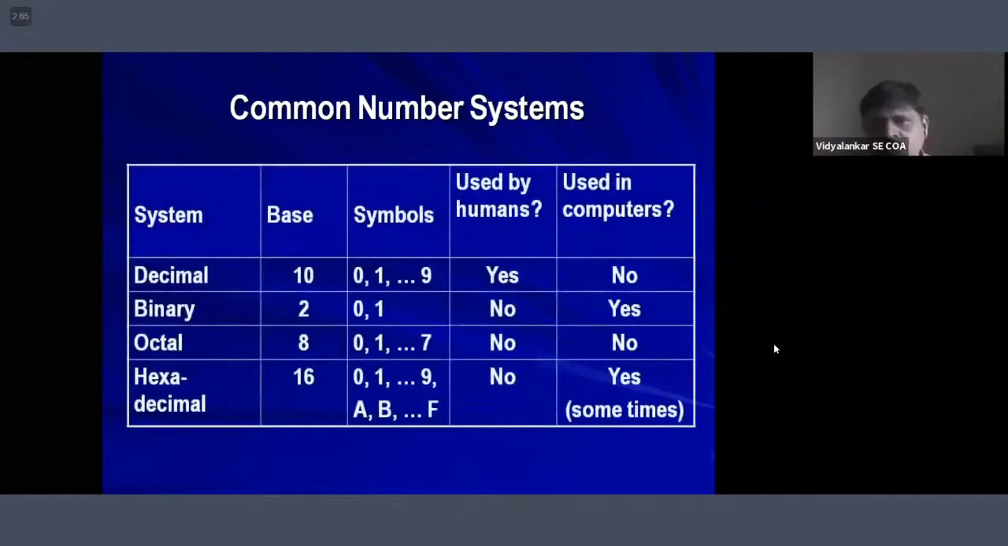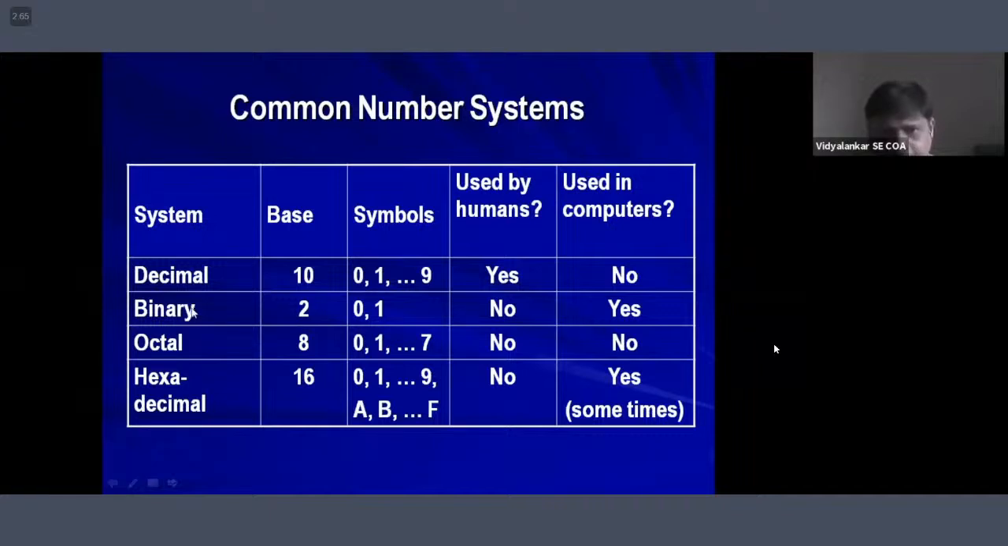These are the common players when we talk about number systems. I already said one is decimal, and this number system is used by humans. The base is 10, and we have a total of 10 symbols, 0 to 9. And we don't use it in the computer. The second is called binary. The base is 2, we use two symbols, 0 and 1, and it's called a bit, B-I-T. Humans don't use it, computers use it.